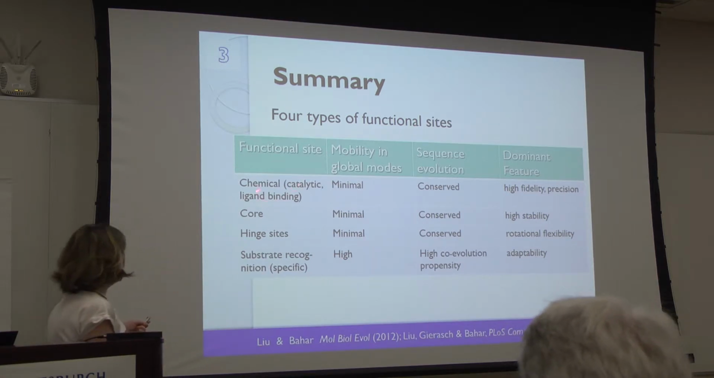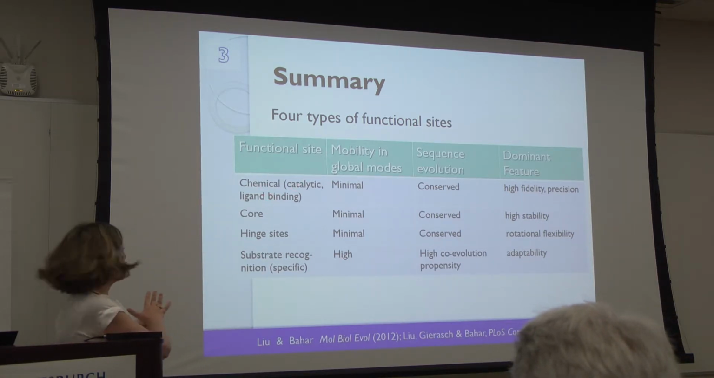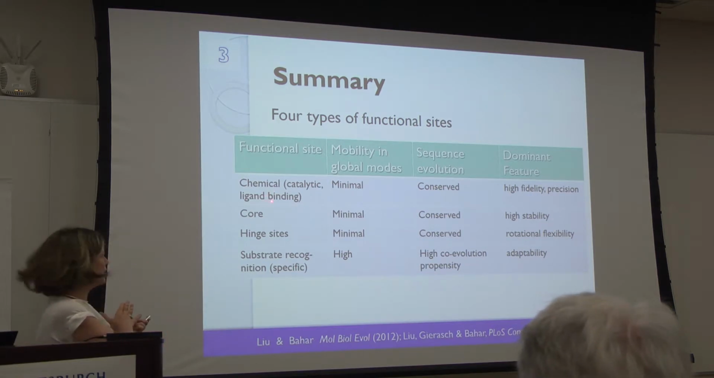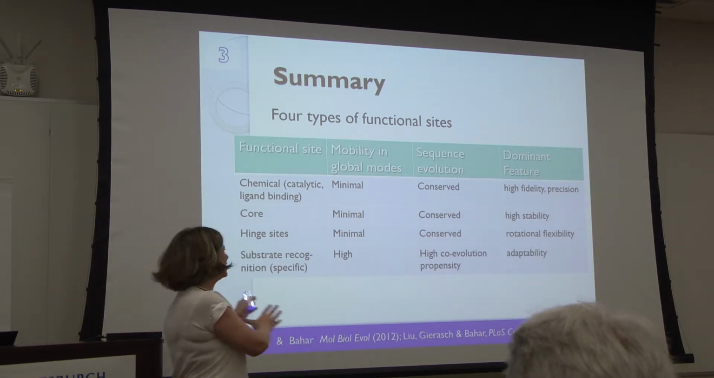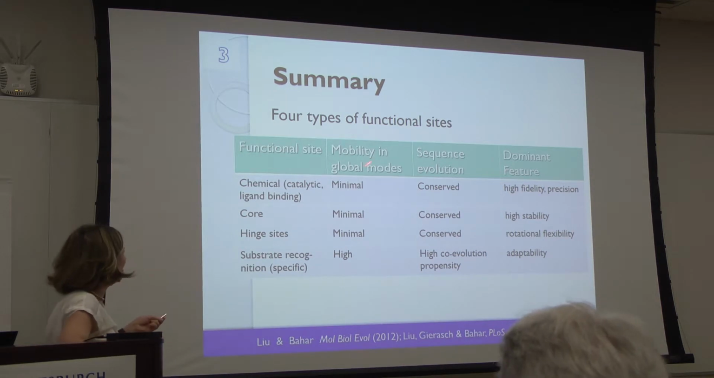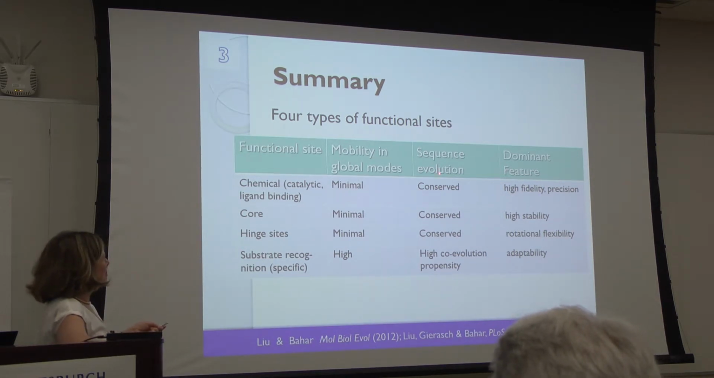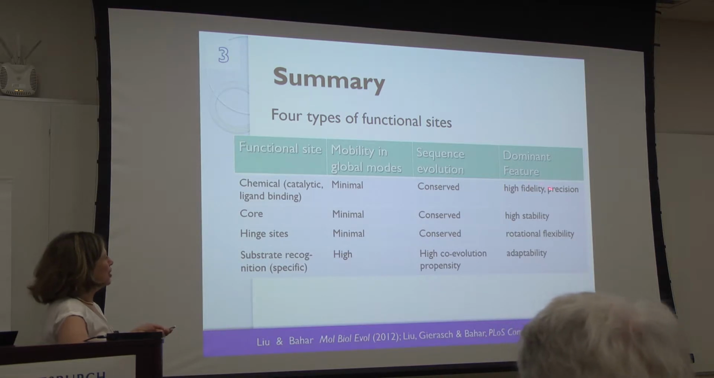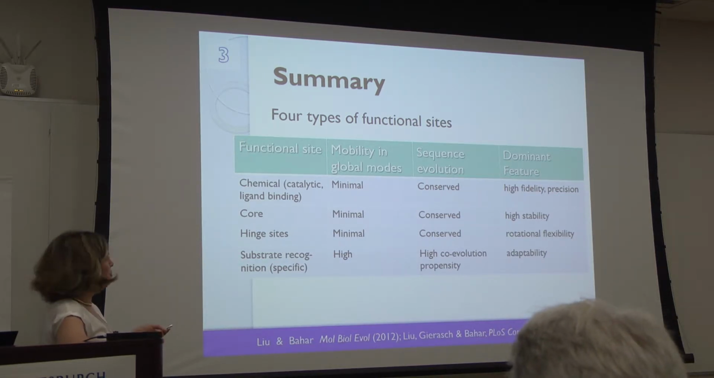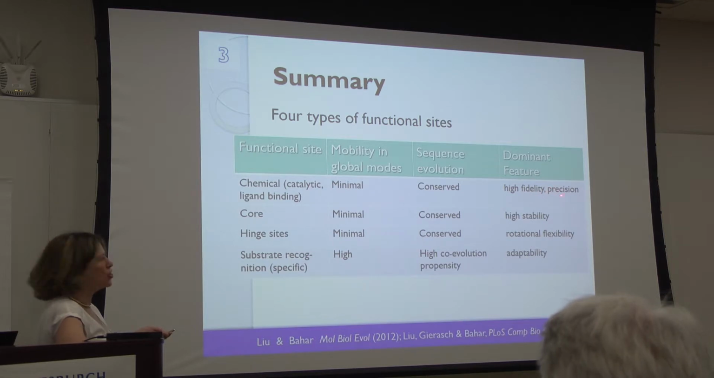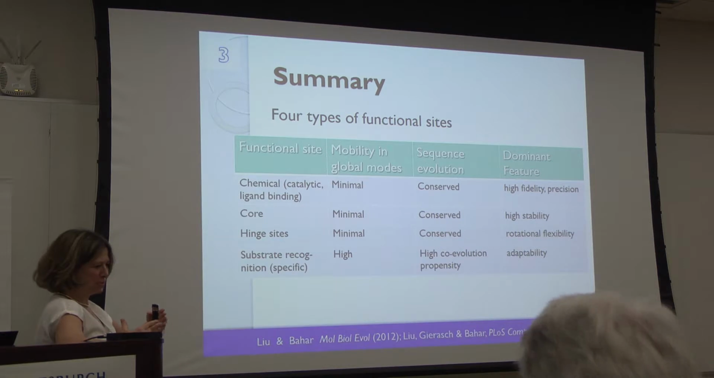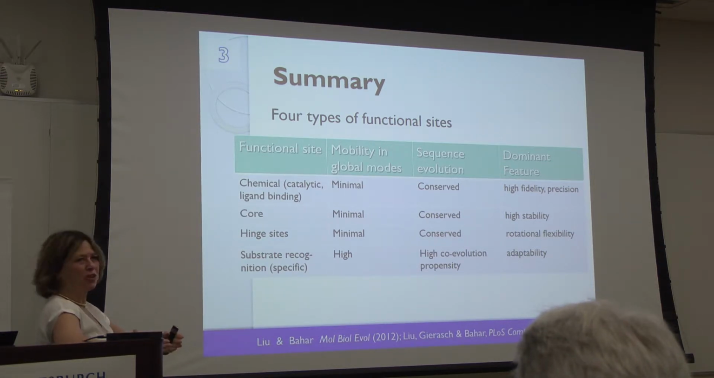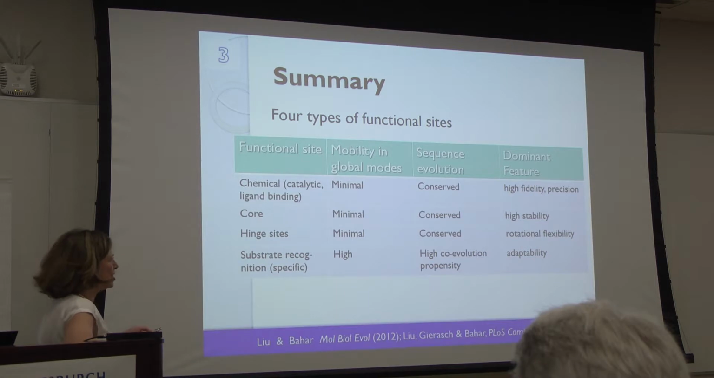Whenever we have a chemically active site, I didn't show that, the mobility will be minimal. This is what we've learned in the last 10 years. So it is really important. Mobility will be minimal. It's going to be conserved. What matters at that position is high fidelity or precision. Catalytic residues have to be very precisely positioned to undergo their chemical reactivity.